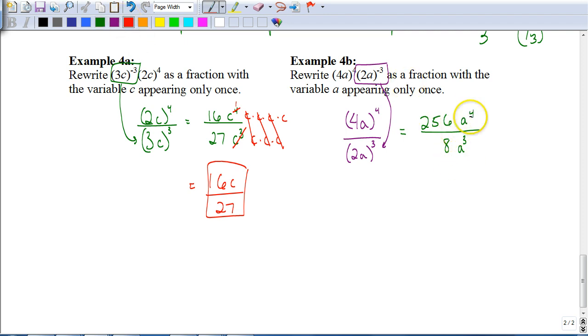Again, I have 3 a's on the bottom, takes out 3 a's from the top, leaving me with 1 a on top. But here, the 256 over 8, that can be reduced. In fact, 8 goes into 256 32 times. My answer would be 32a.